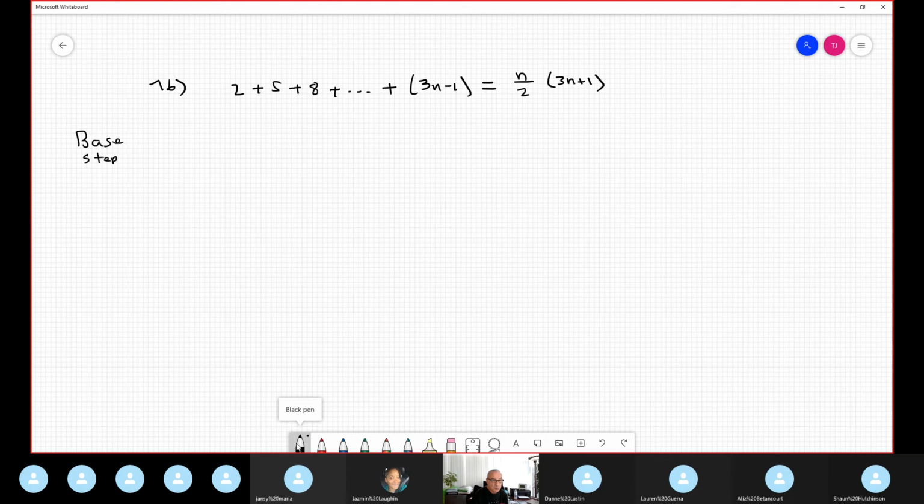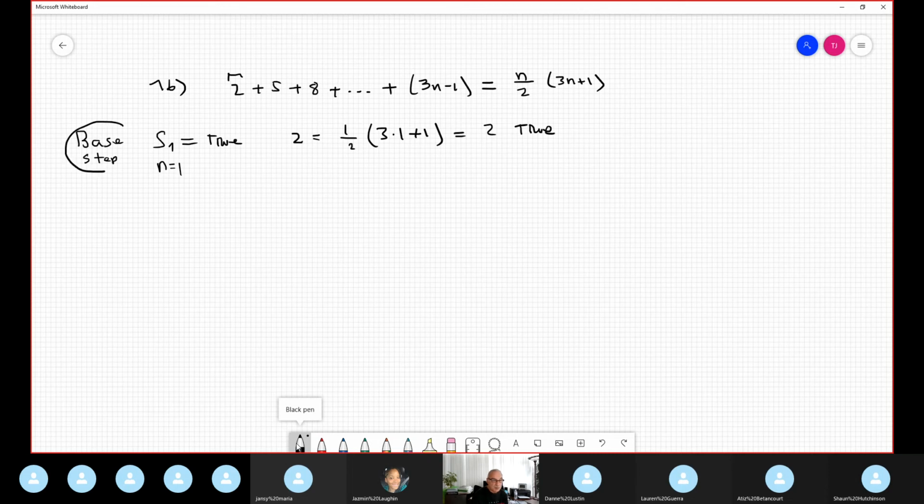Prove somehow that x1 is true. x1 means for n equal 1, and n equal 1 means the first element. This is 2. In the right hand side we have 1/2 times (3 times 1 plus 1), because n is 1. 3 times 1 is 3, plus 1 is 4, divided by 2 is 2. This statement is true.